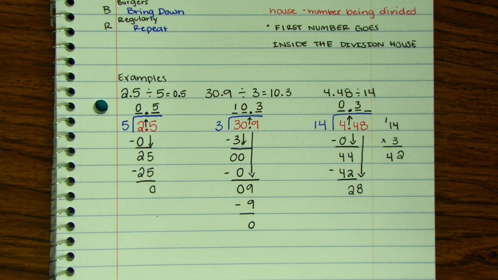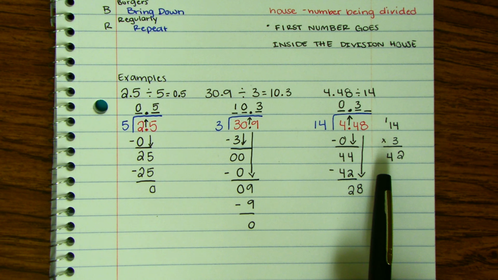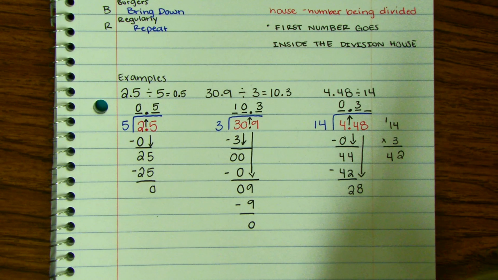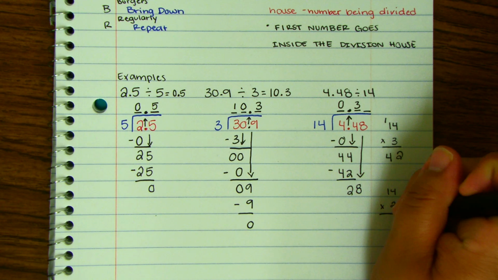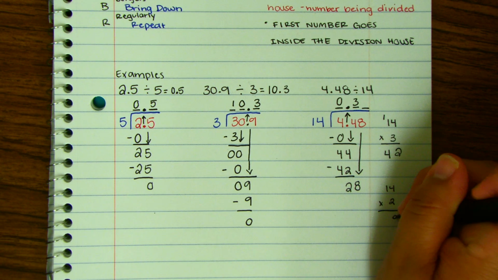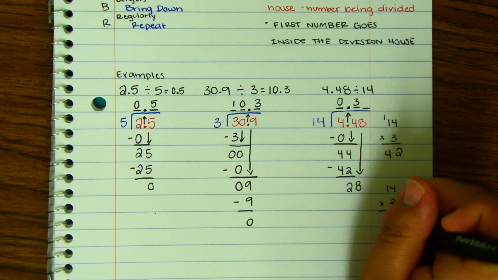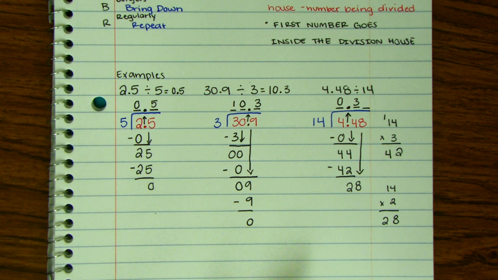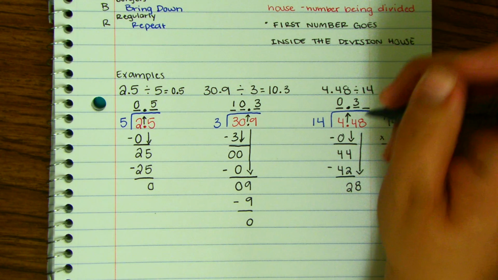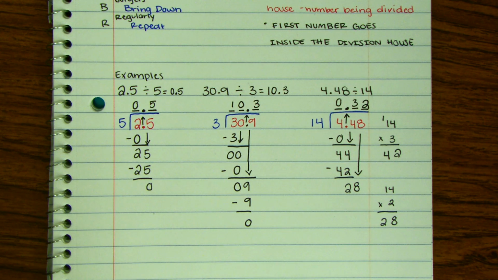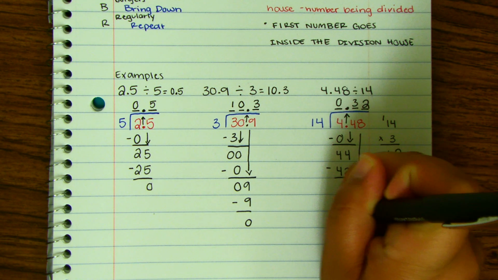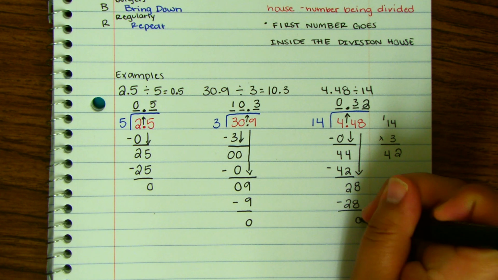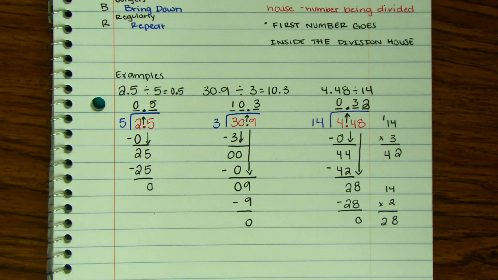Now I need to see how many times does 14 go into 28. Well, I knew 14 went into 42 at 3 times, so let's do 2 times. 14 times 2. 2 times 4 is 8, and 2 times 1 is 2. So that equals 28. So that means that this number is 2. And 2 times 14 is 28. When I subtract those 2 numbers, I end up with a remainder of 0. And I have finished dividing.